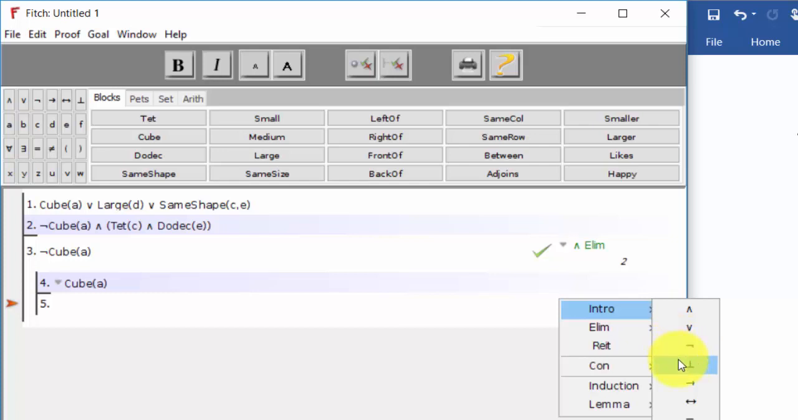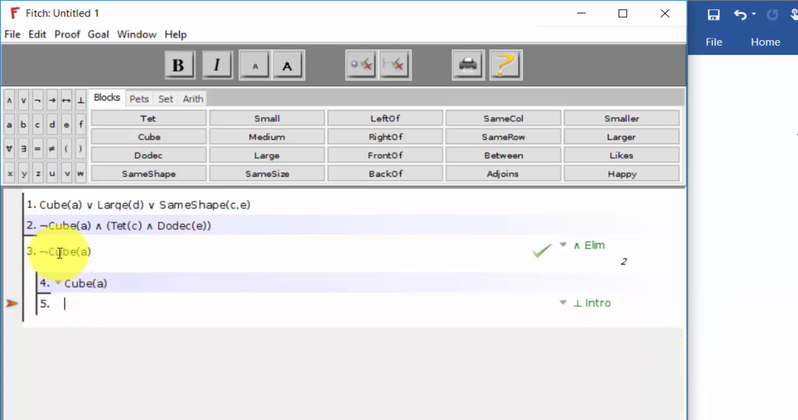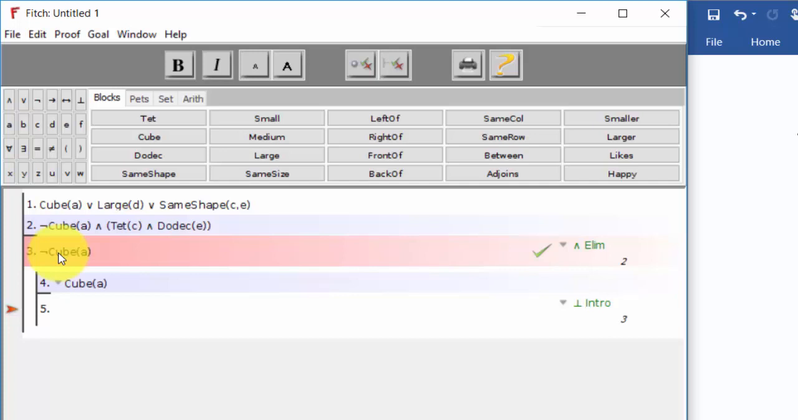So we go to contradiction introduction. Since this occurs before the subproof and it's not within the subproof, we get to accept it to be true even inside of this subproof. 4 and 3 take the form of P and not the case P, so I can apply contradiction introduction to it and get our contradiction. All right, so we can think about that as showing that the disjunct A is a cube is false.